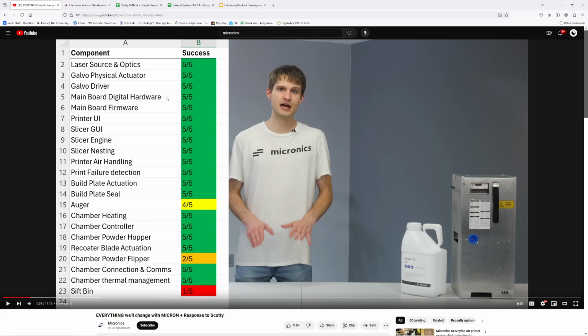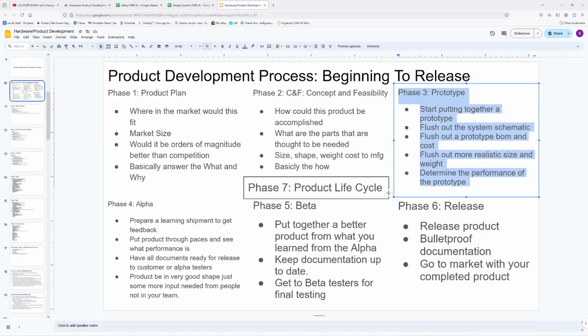For that prototype stage, that's where this makes sense. Show the prototype. Does it look good? Does it make a good first impression on the outside? Does the assembly look good when removing it?